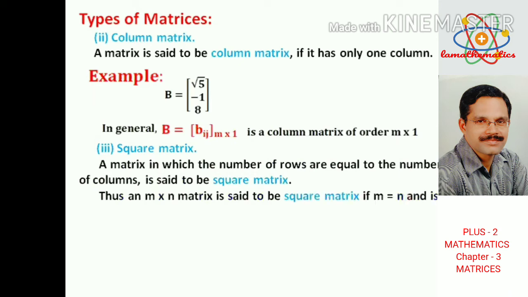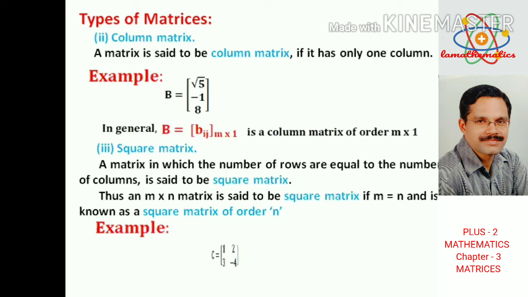Thus, an m by n matrix is said to be a square matrix if m equal to n, and is known as a square matrix of order n. അതായത് റോയുടെ എണ്ണവും കോളത്തിന്റെ എണ്ണവും ഈക്വൽ ആകുമ്പോഴാണ് ആ മാട്രിക്സിനെ സ്ക്വയർ മാട്രിക്സ് എന്ന് പറയുന്നത്. അപ്പോൾ എം ബൈ എൻ മാട്രിക്സ് ആണെങ്കിൽ എം ഈക്വൽ ടു എൻ. അപ്പോൾ സ്ക്വയർ മാട്രിക്സ് ഓഫ് ഓർഡർ എൻ ബൈ എൻ എന്ന് പറയേണ്ടതില്ല, സ്ക്വയർ മാട്രിക്സ് ഓഫ് ഓർഡർ എൻ.